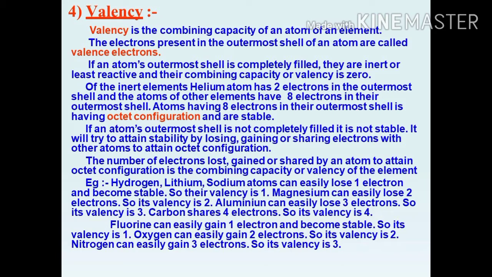If an atom's outermost shell is not completely filled, the number of electrons lost, gained or shared by an atom to attain octet configuration is the combining capacity or valency of the element. What is octet configuration? The outermost shell contains 8 electrons. That is octet configuration. This is the valency of the element.